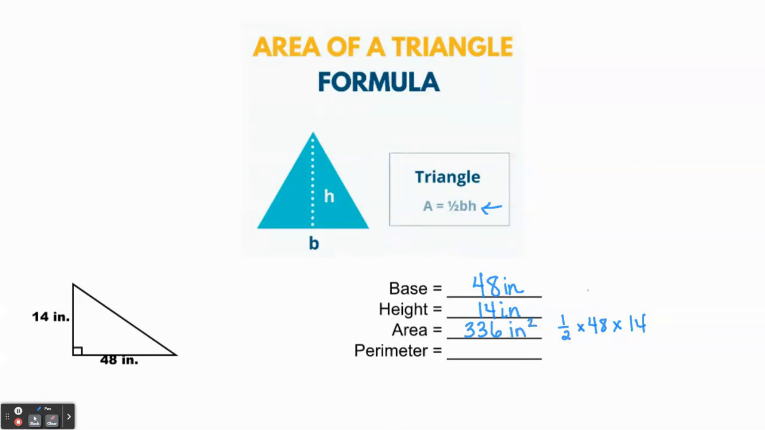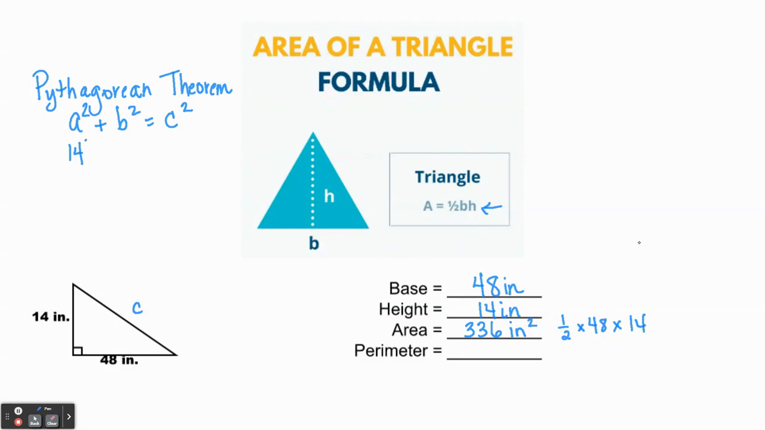Now the perimeter, I need the missing side here, which I want to remind you is a right triangle. So in order to find that missing side, we can use the Pythagorean theorem. The Pythagorean theorem tells us that we square each of the sides and add them together, and that should equal the hypotenuse squared. Remember, the hypotenuse is the side opposite the right angle, which is the side we're trying to find.